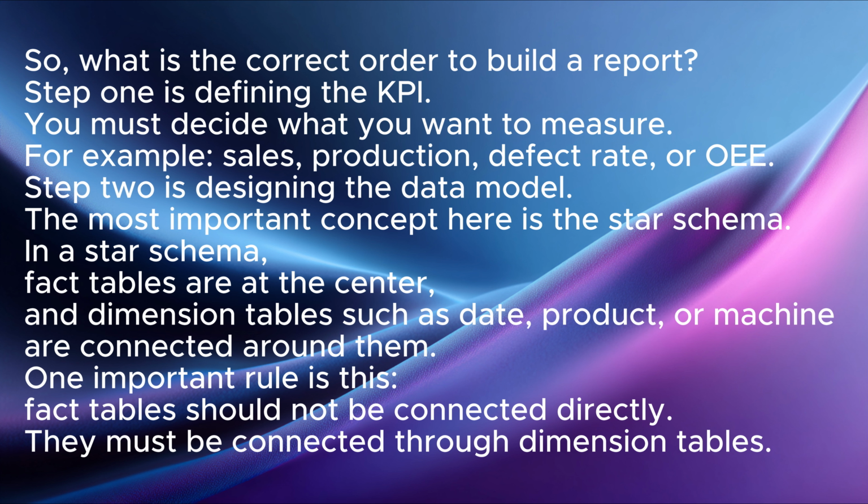Step 2 is designing the data model. The most important concept here is the star schema. In a star schema, fact tables are at the center, and dimension tables such as date, product, or machine are connected around them. One important rule is this: fact tables should not be connected directly. They must be connected through dimension tables.